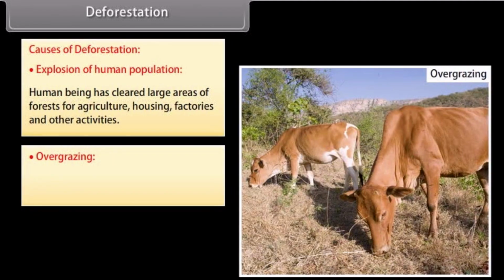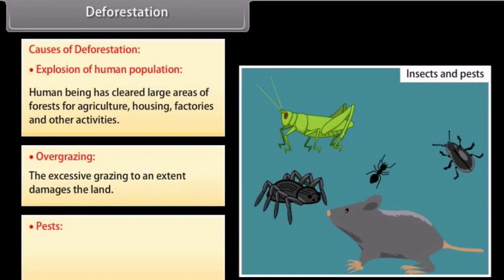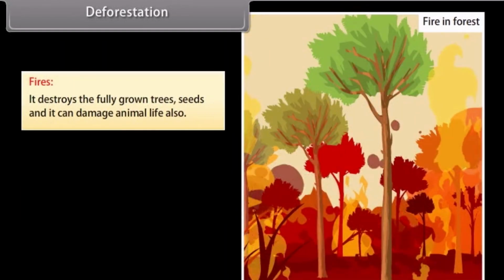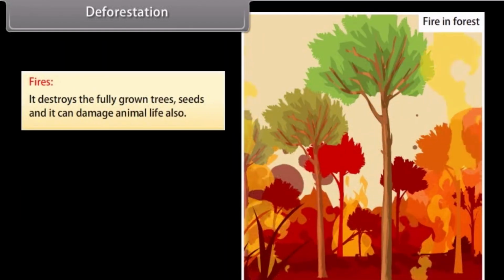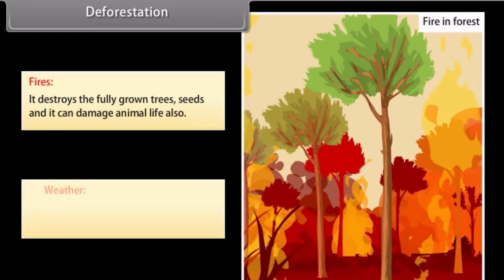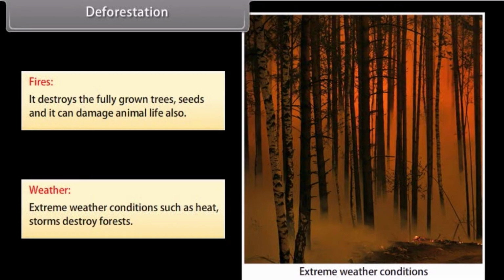Overgrazing. The excessive grazing to an extent damages the land. Pests. Many kinds of pests and insects destroy trees by eating up leaves and spreading diseases. Fires. It destroys the fully grown trees, seeds, and it can damage animal life also. Weather. Extreme weather conditions such as heat and storms destroy forests.